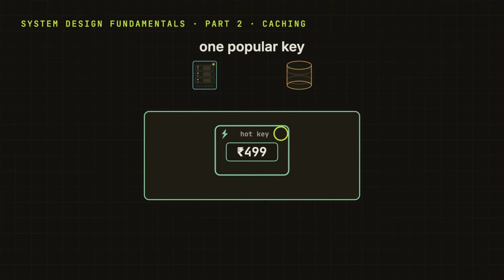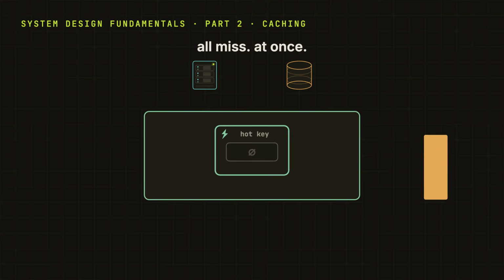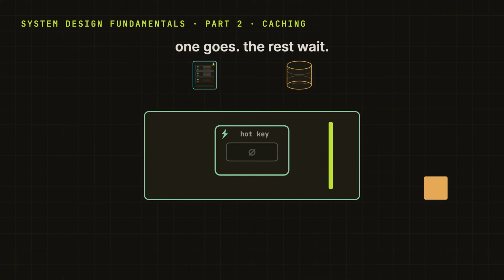And there is one more called a cache stampede. If a popular cached item expires, suddenly thousands of requests all miss at once and hit the database together, which can overwhelm it. And the fix is quite simple.